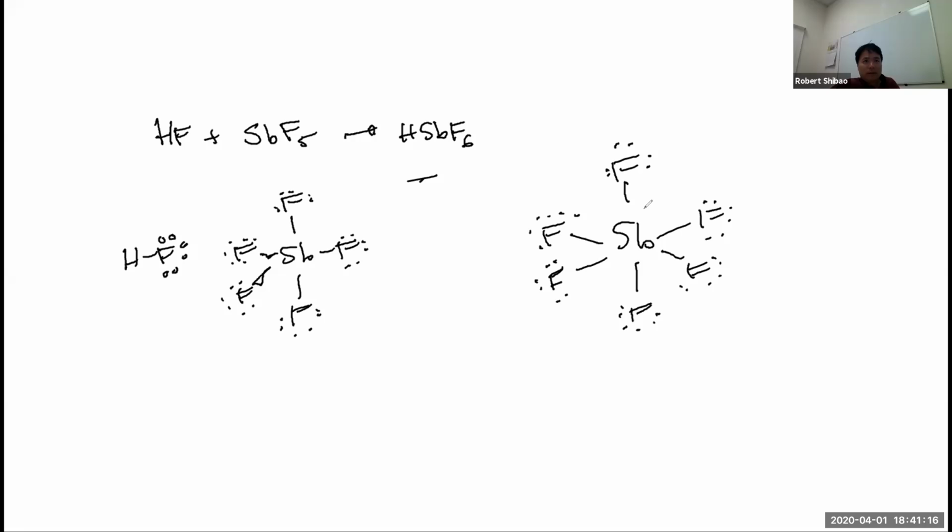Now, if we come up with something like this, what's going on here, and how are we getting the reaction? It looks like we're attaching another fluorine to antimony, right? And then what's happening with the H plus? There are different ways we could describe the bonding in this particular compound.